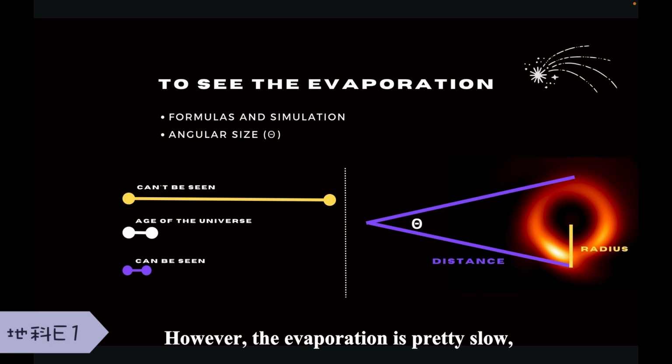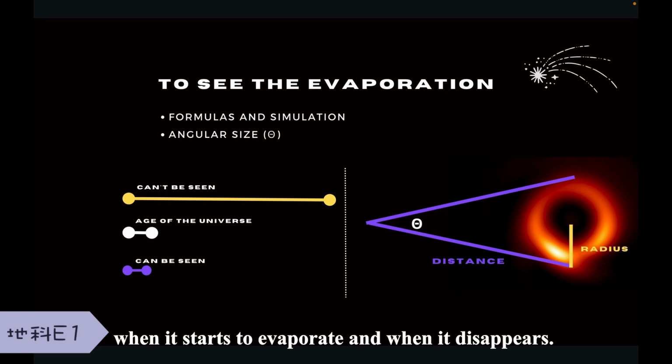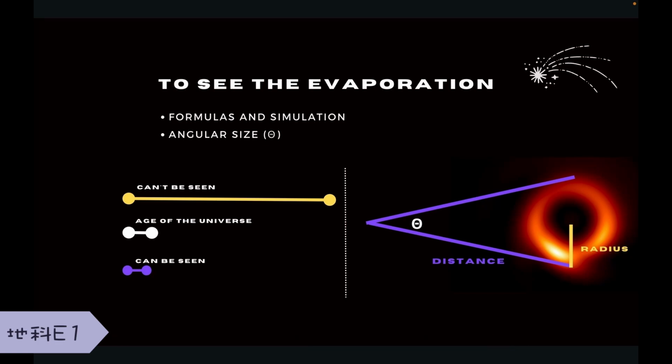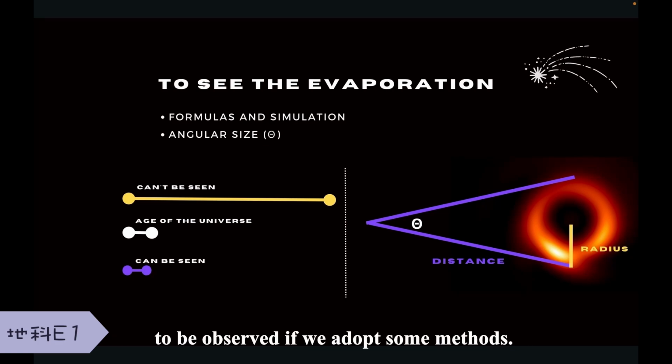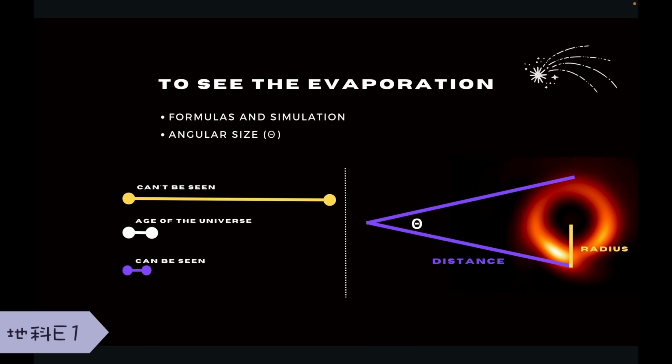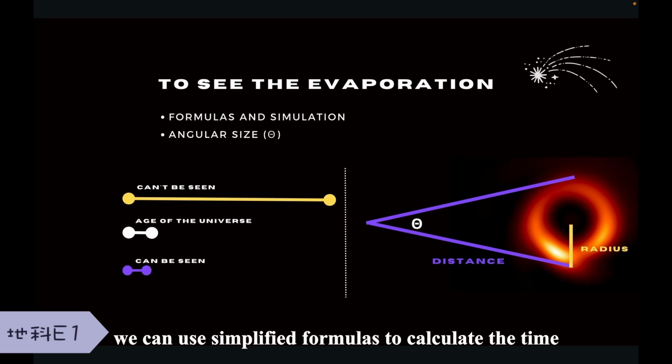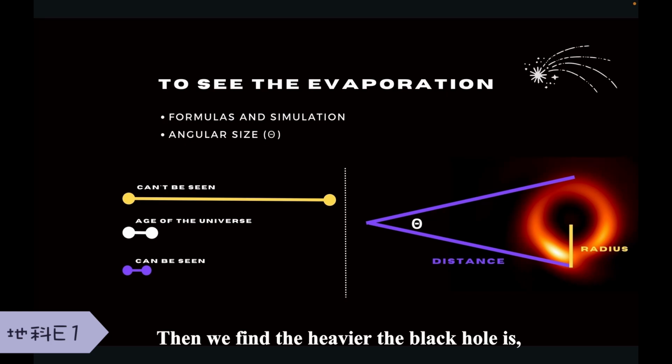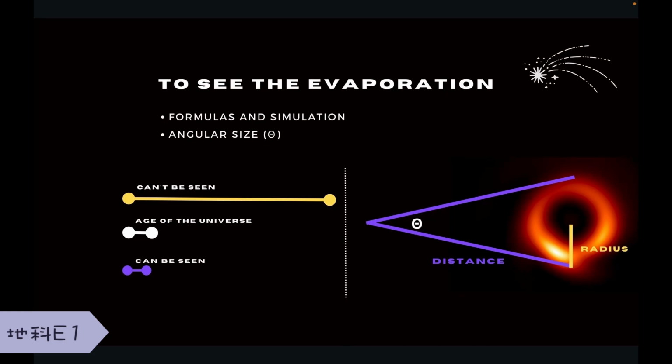However, the evaporation is pretty slow, so it will be difficult for us to see when it starts to evaporate and when it disappears. But still, we can determine whether it is possible to be observed if we adopt some methods. For example, we can use simplified formulas to calculate the time needed with the different mass levels of black holes. Then we find the heavier the black hole, the slower the evaporation rate.